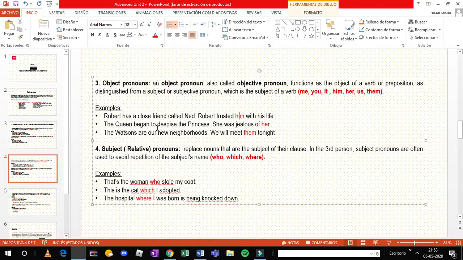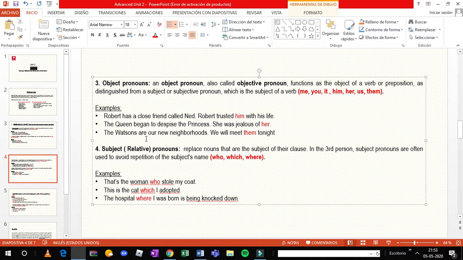The queen began to despise the princess. She was jealous of her. Ella estaba celosa de ella, ¿cierto? ¿De quién? De la princesa, que pasa a ser lo principal cuando se vuelve a mencionar.